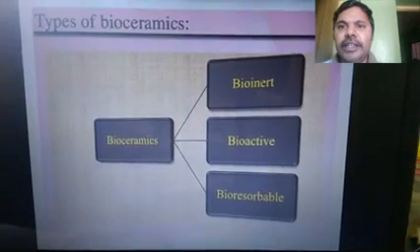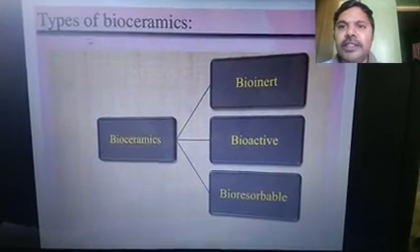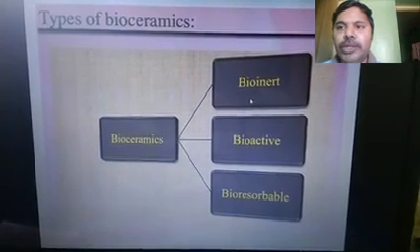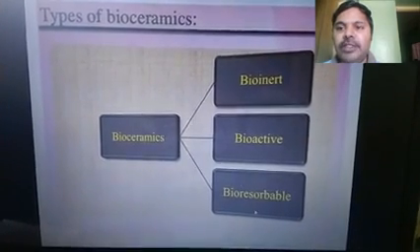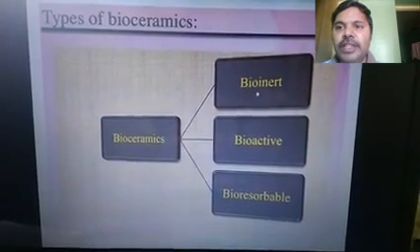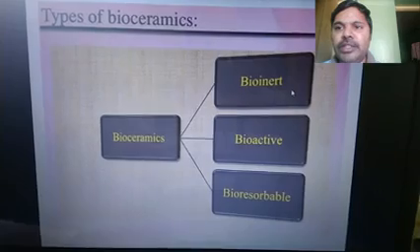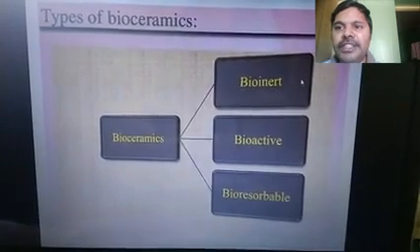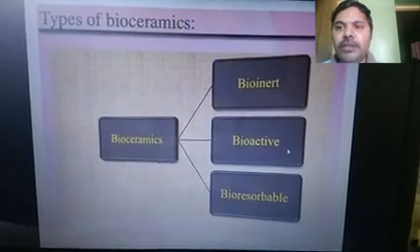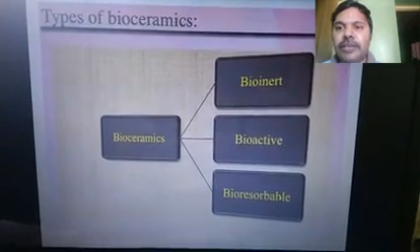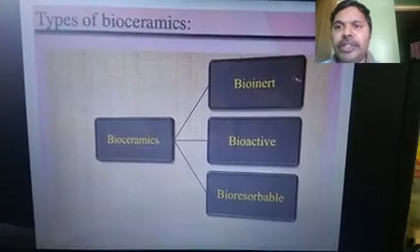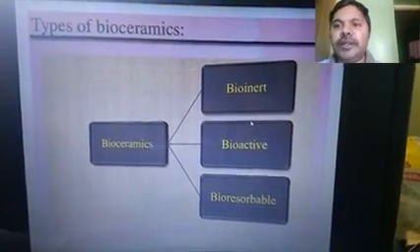The next slide deals with types of bioceramics. Here you can see the types of bioceramics. There are three types of bioceramics: bioinert, bioactive, bioresorbable. You have to study in detail about what is bioinert, what are all its properties, what are its applications, how it is prepared. Same for bioactive materials, what are its properties, what are its applications, how it is prepared. Same like bioresorbable. So we can study one by one. First we can study in detail about bioinert bioceramic materials.